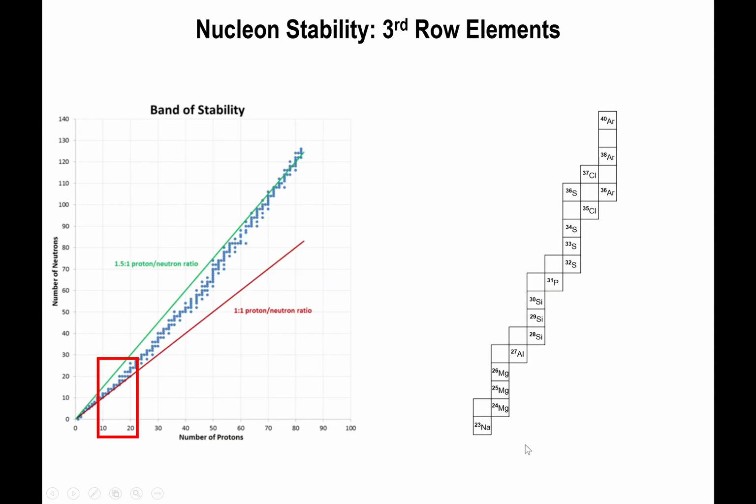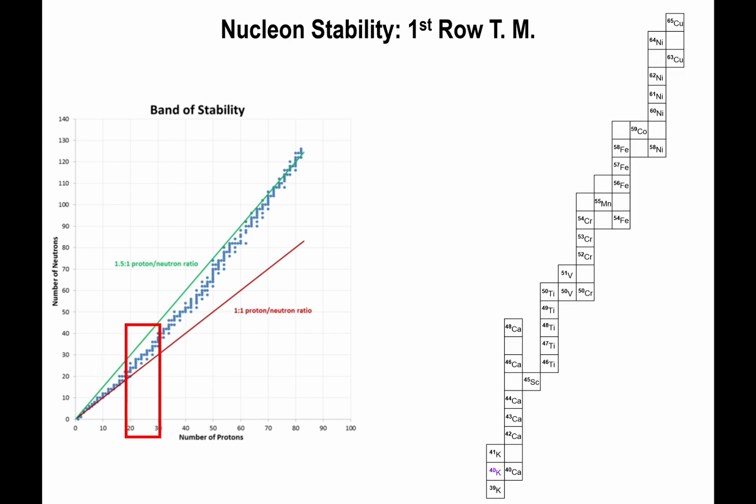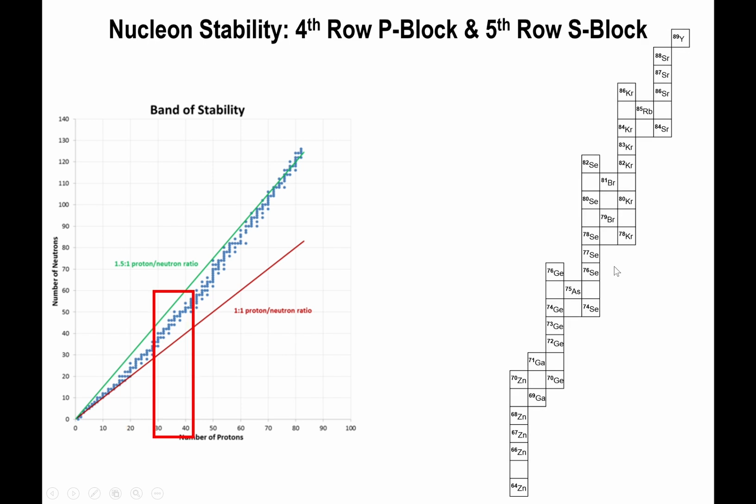All right, so moving on to the next series. This is the third row of the elements. Here you can see sodium has only one stable isotope, magnesium has 3, aluminum has only 1, silicon has 3, phosphorus has 1, sulfur has 4, chlorine has 2, and argon has 3 different stable isotopes. Looking at the first row of the transition metals, you can see that a number of them have quite a few stable isotopes, although there are a few that have only a single stable isotope.